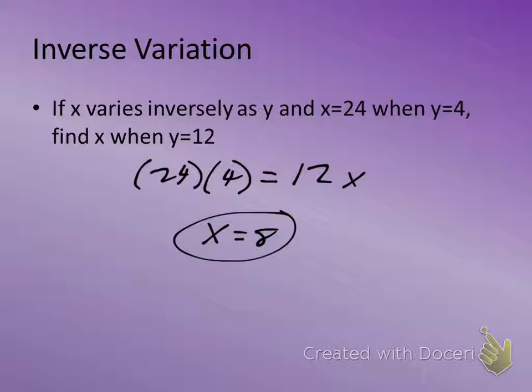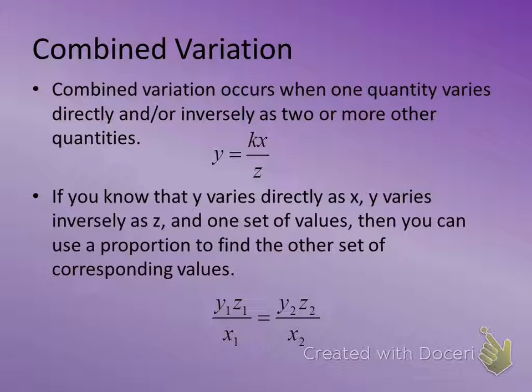Alright, last one's probably the most difficult just because it's the most variables involved, and it's the one called combined variation. Combined variation is when one quantity varies directly and/or inversely as two or more other quantities. So the setup is basically like this.